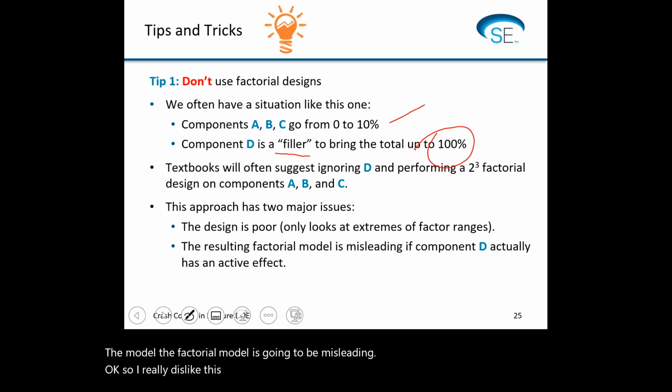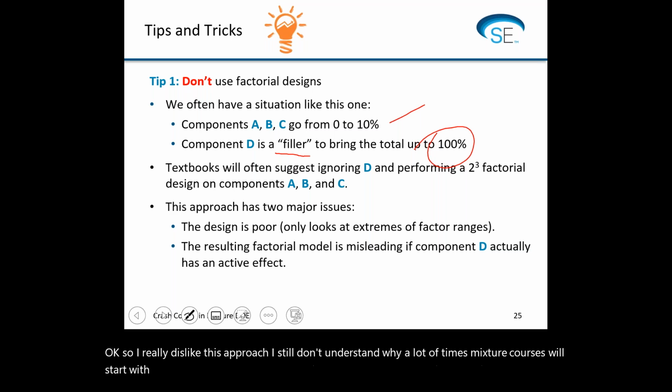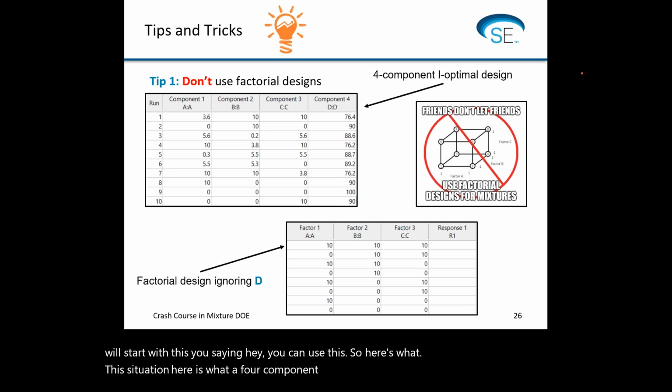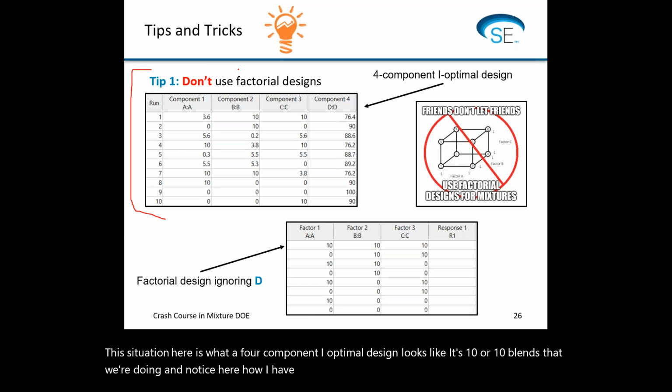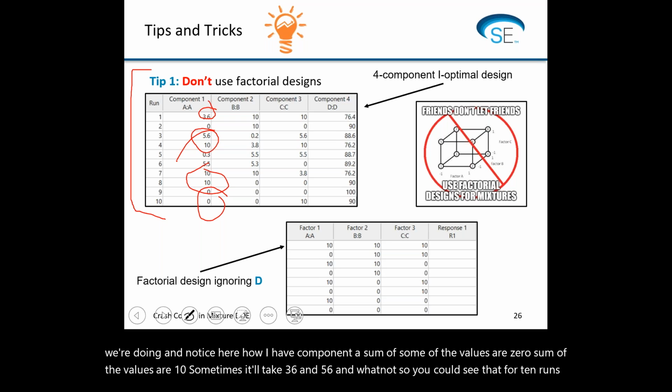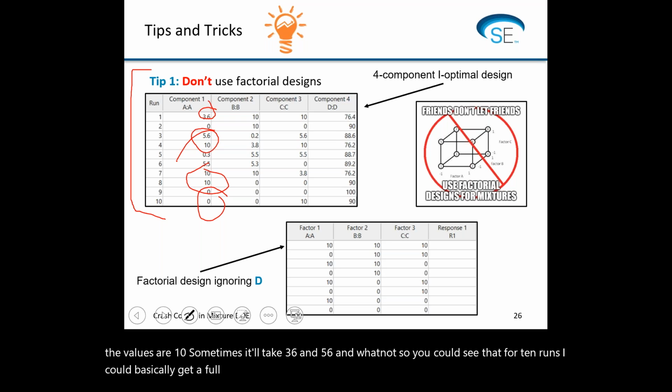I still don't understand why a lot of times mixture courses will start with this, saying, hey, you can use this. So in this situation, here's what a 4-component optimal design looks like. It's 10 blends that we're doing. And notice here how for component A, some of the values are 0, some of the values are 10. Sometimes it'll take 3.6 and 5.6 and whatnot. So you can see that for 10 runs, I could basically get a full quadratic model here.